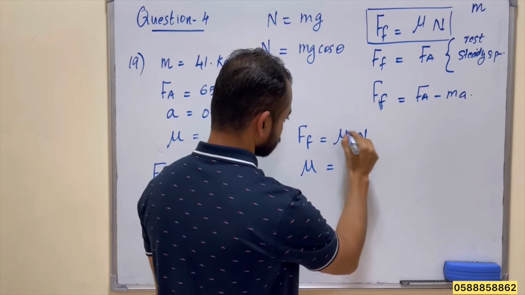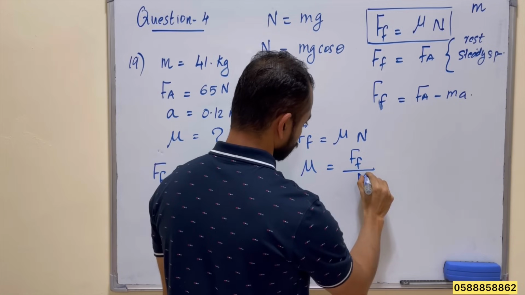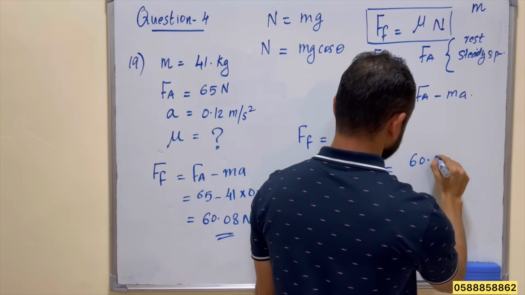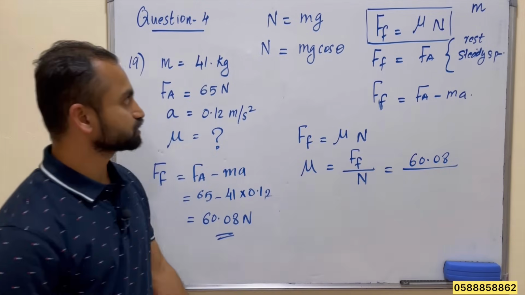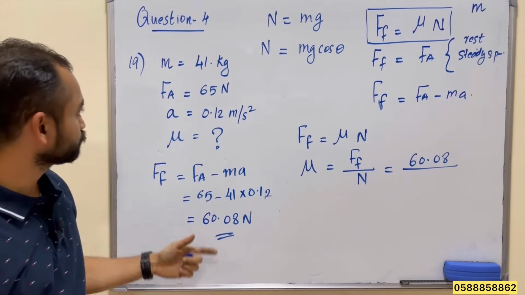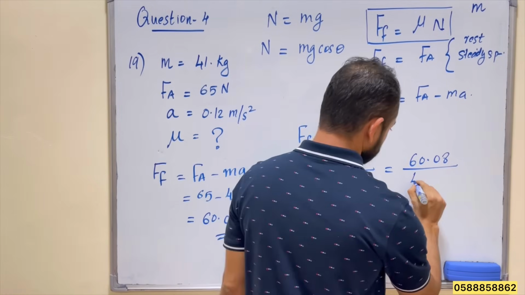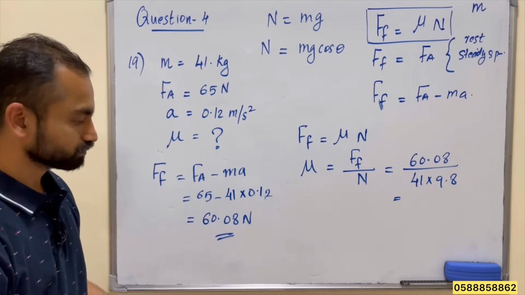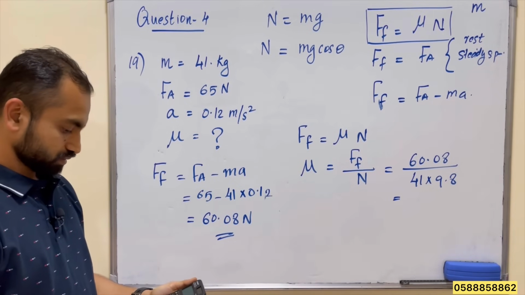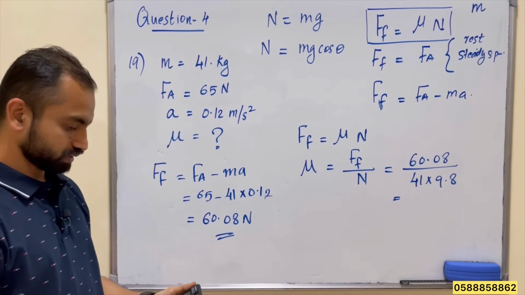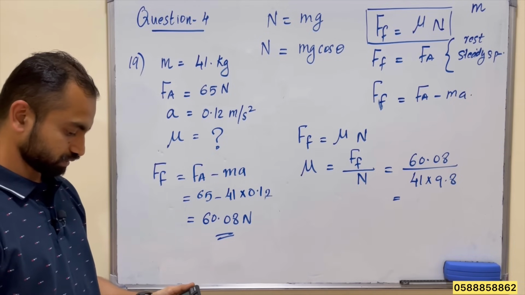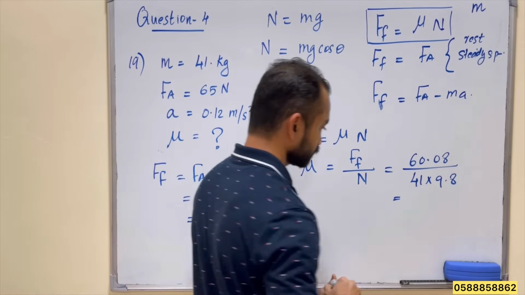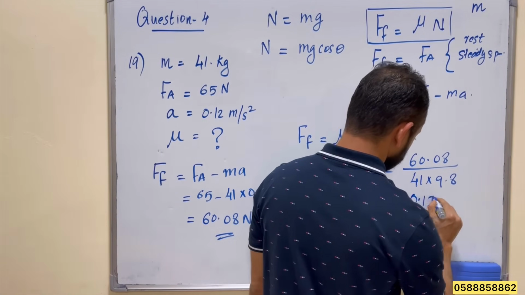So what is the coefficient of friction? Rewriting this equation, coefficient of friction is frictional force divided by normal force. Frictional force we already calculated, 60.08. And normal force is equal to mg, right? m is mass, g is 9.8, mass is 41. So 60.08 divided by 41 multiplied by 9.81 equals what? 0.149. So the coefficient of friction is 0.15.